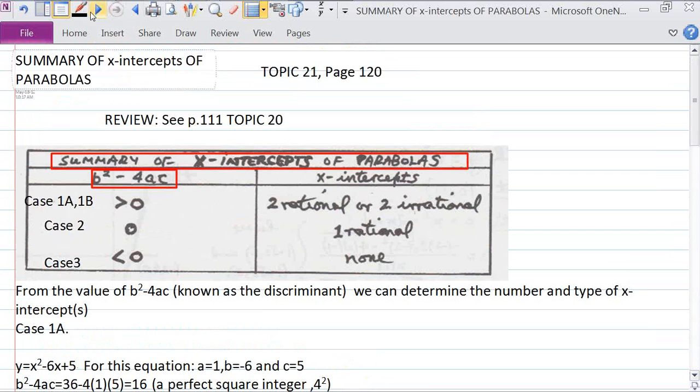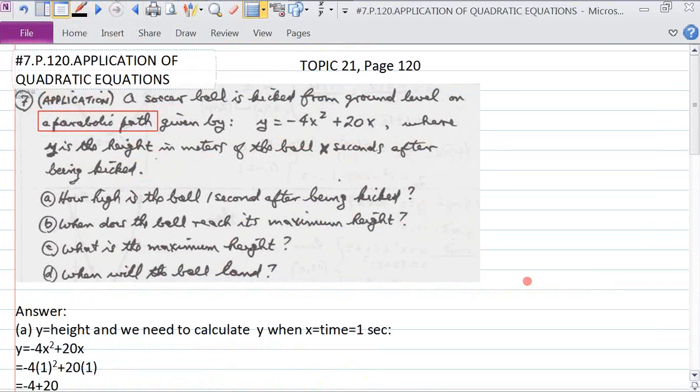Okay, so now let's go to example 7, which is the application of a quadratic equation. In this case, we're told that a soccer ball is kicked from ground level on a parabolic path, in other words, on a path shaped like a parabola. And the equation is given by y equals minus 4x squared plus 20x, where y is the height of the ball, and x is the seconds after which the ball is kicked. So the height depends on the time. If we change the time, we're going to change the value of y.